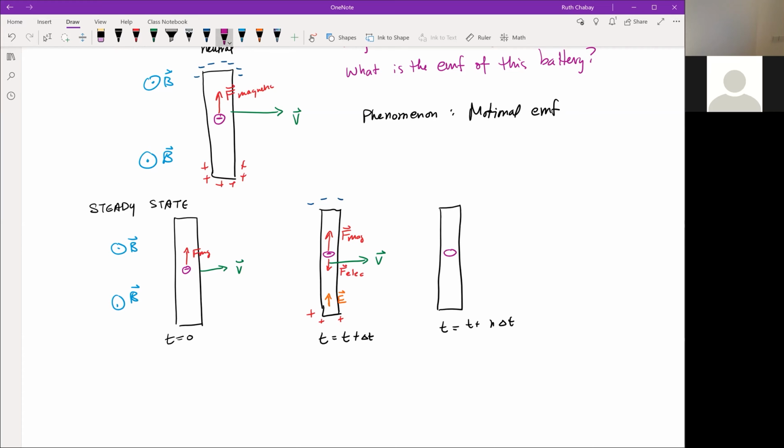You can see that eventually we get to a situation where we've accumulated enough negative charge on the top of the bar and enough positive charge on the bottom of the bar that now the magnetic force on an electron up is completely balanced by an electric force down due to this electric field from the polarization charges. And then the bar is no longer going to polarize anymore. Polarization is actually done.